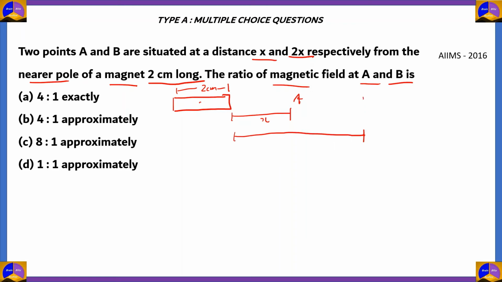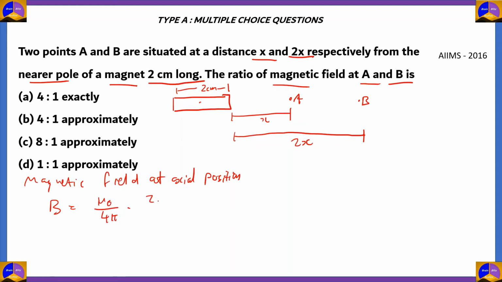Towards a point A, the length is x. Towards a point B, the length is 2x. And so therefore, this is the scenario that we get. We need to find the ratio of magnetic field at A and B. If you look at this position, both the points A and B lie axially to our given bar magnet. So we use the magnetic field at axial position. And what is our formula? B is equal to mu naught by 4 pi times 2m divided by r cubed, when x and 2x are large compared to the length of the magnet, I mean, when the length of the magnet is small compared to x and 2x.